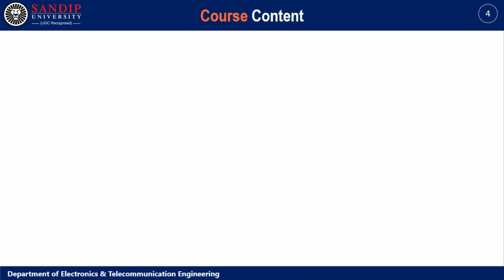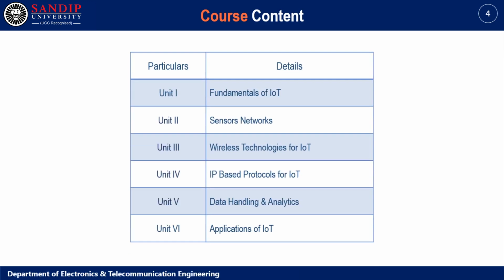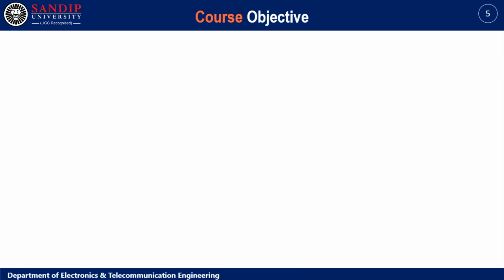Let us discuss the course content. In this Internet of Things course, we are going to study 6 units. Unit 1 is Fundamentals of IoT. Unit 2 is Sensor Network. Unit 3 is Wireless Technologies for IoT. Unit 4 is IP-based protocols for IoT. Unit 5 is Data Handling and Analytics. And Unit 6 is Applications of the IoT.